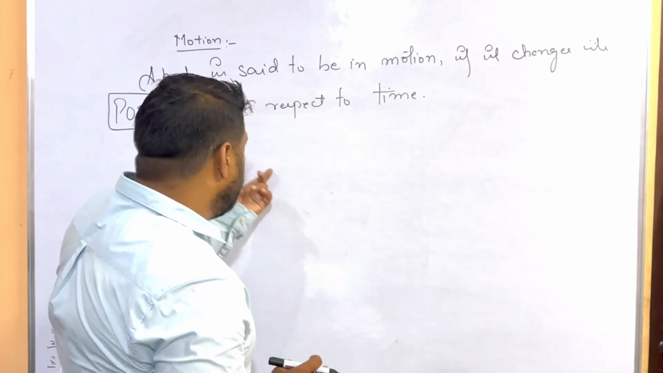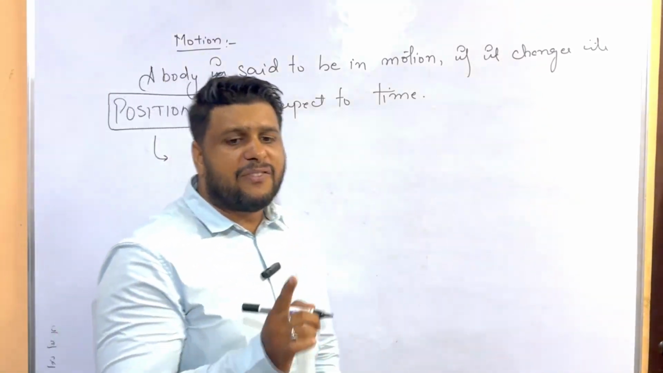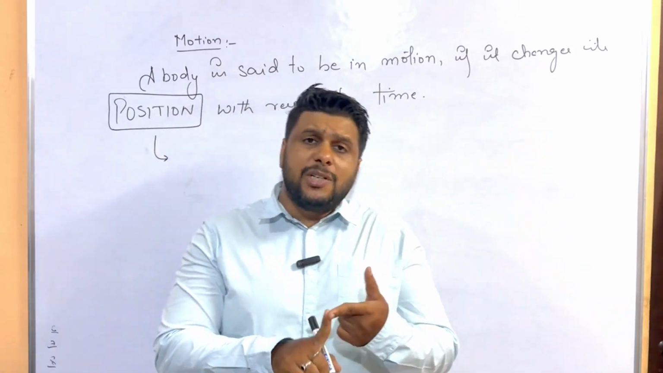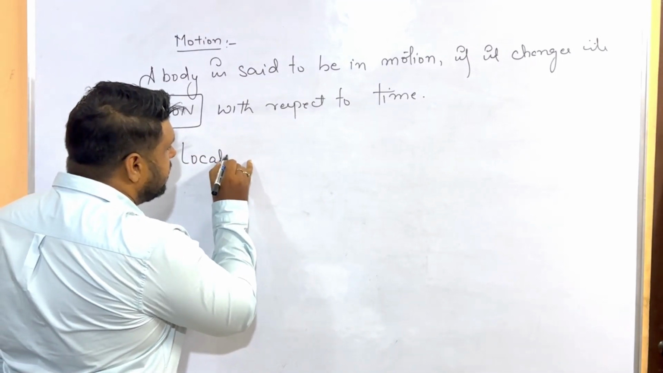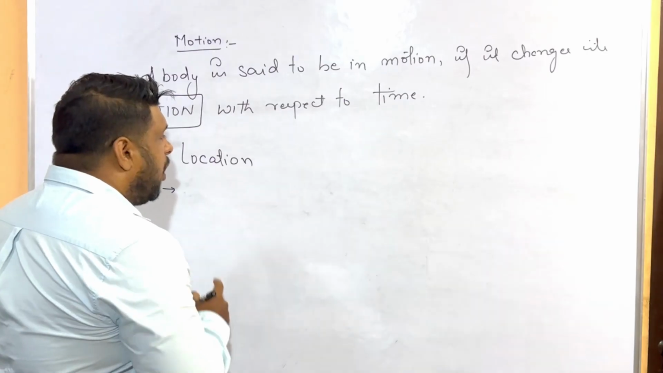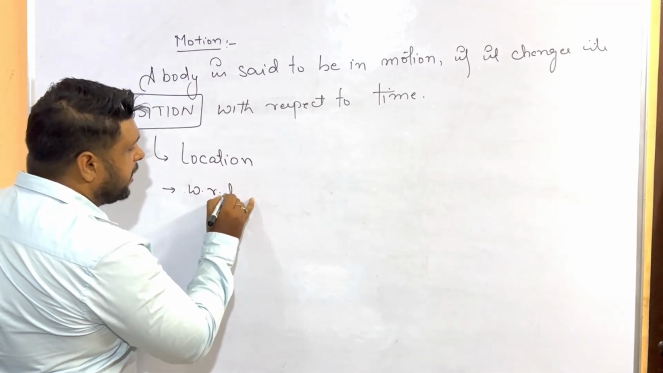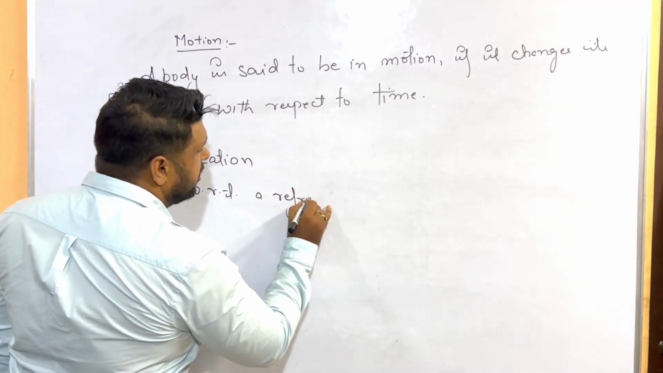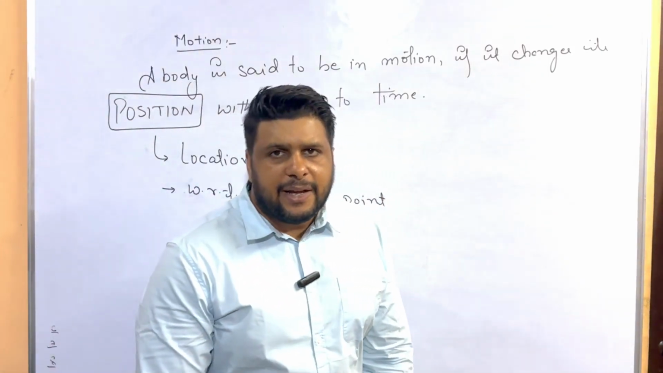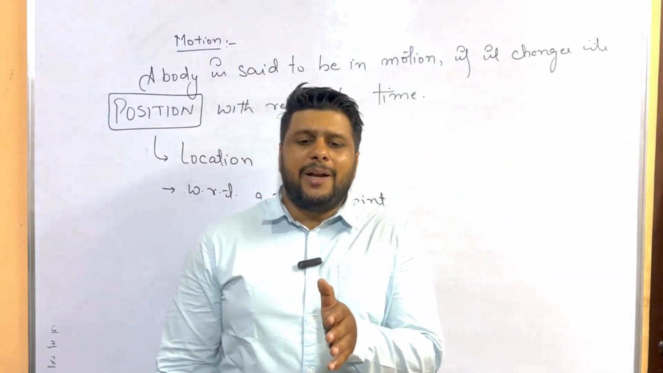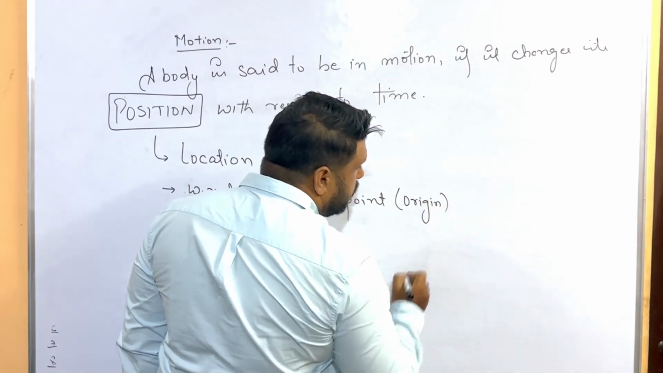So this thing you need to understand, what is position. Position is always measured with respect to a reference point, and position tells you the location. Here we always try to define position with respect to a reference point. Usually when we are solving questions, we try to take that reference point as origin, so I am going to write in brackets, we usually take it at origin.